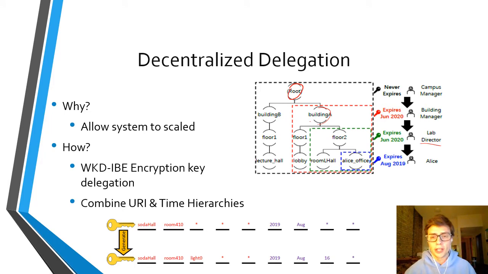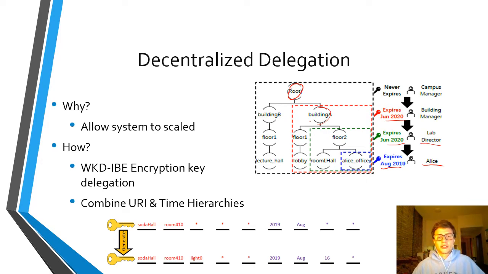Then that lab director can delegate to Alice, hey, you have access to all the IoT stuff in your office until August 2019. Note that the dates never surpass the ones before it. So August 19th is always before this key, and this key is always before this one. That's going to become important later on.